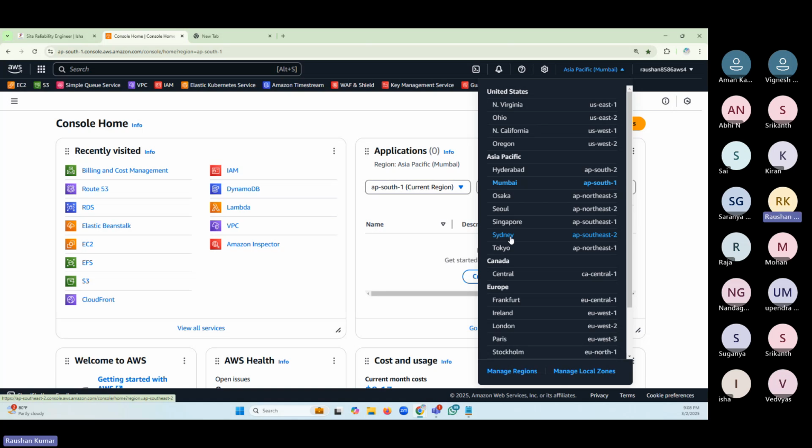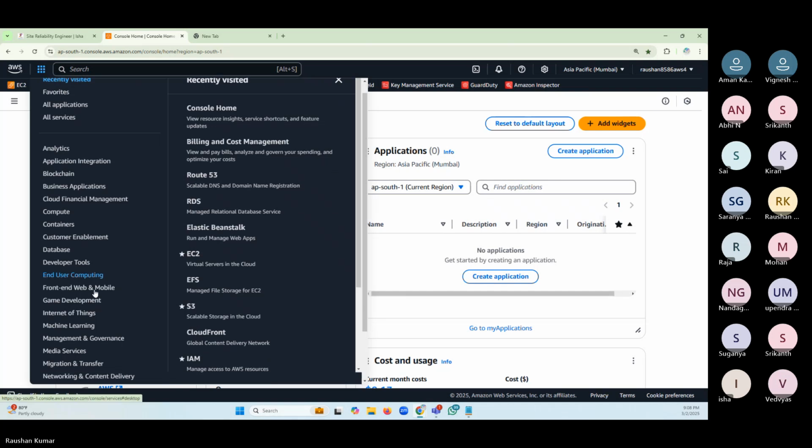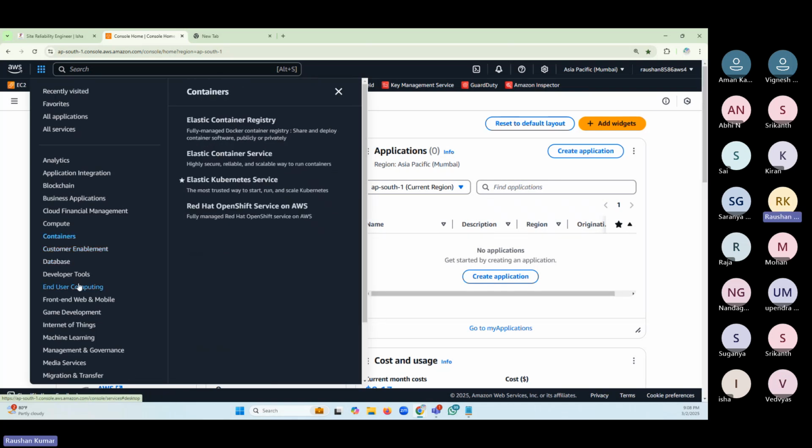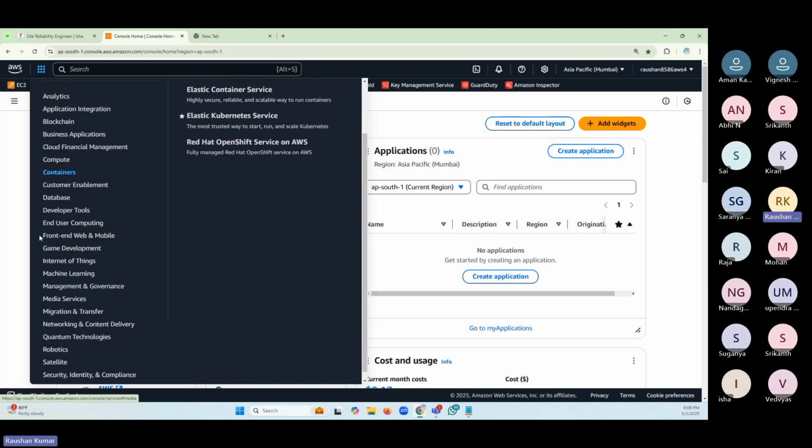How do we learn these services? How do we create server, storage, networking, load balancer, auto scaling group? We have so many services. In databases, we have so many options. In containers, we have so many options. And that keeps on developing.